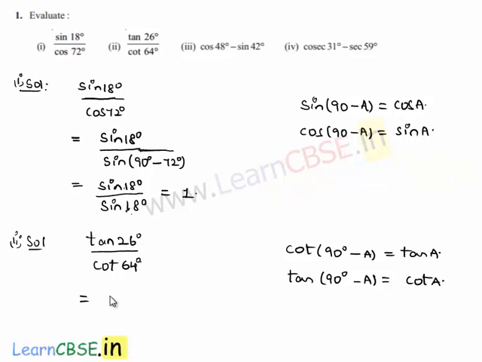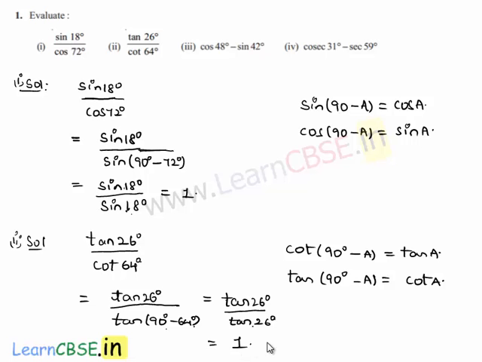So let us convert the numerator and denominator in terms of tan. So numerator is already in terms of tan, that is tan 26 degrees by cot 64 can be written as tan of 90 degrees minus 64 degrees, which is equal to, numerator remains as it is, that is tan 26 degrees divided by tan of 90 degrees minus 64 degrees is nothing but 26 degrees. As here numerator and denominator are same, tan 26 degrees by tan 26 degrees will be equal to 1.